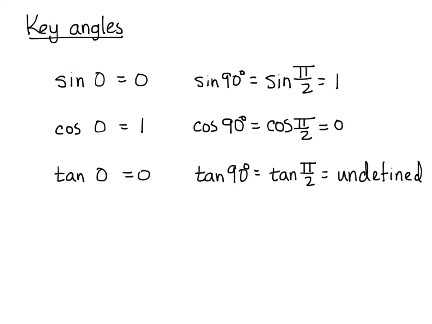Okay, so I guess the other thing is pi over 2. Just always think of that as 90 degrees. That's your right angle, is pi over 2. All right, more key angles.